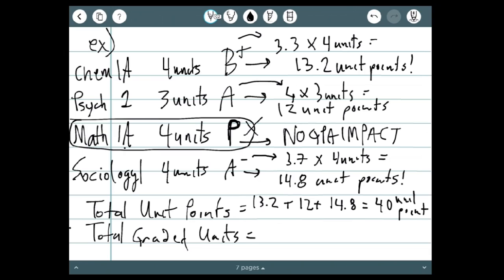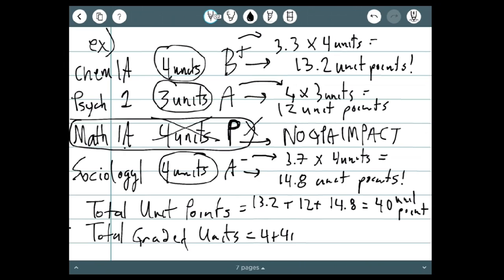And now if we measure the number of total graded units we had, remember we started with a 4-unit chem class, and then we had a 3-unit psych class. We're not going to include Math 1A's 4 units because we took it for pass, no pass, so we don't want to include it. And the last thing was Sociology, which is 4 units. So the total graded units we had was 4 plus 3 plus 4, which is 11. Okay? So now we're going to find out our GPA.